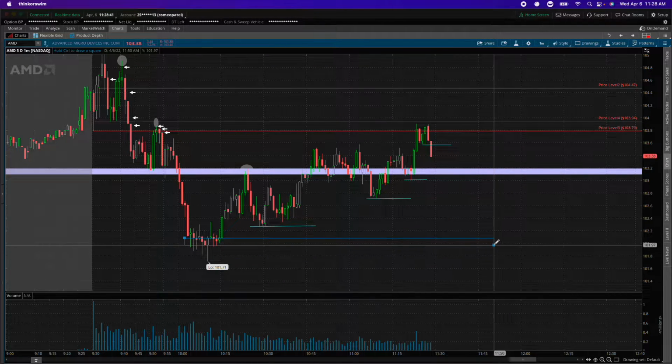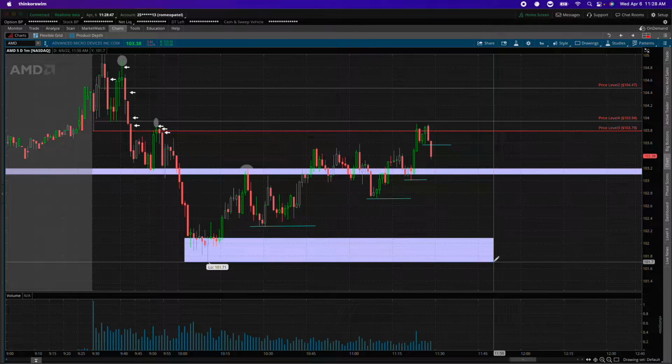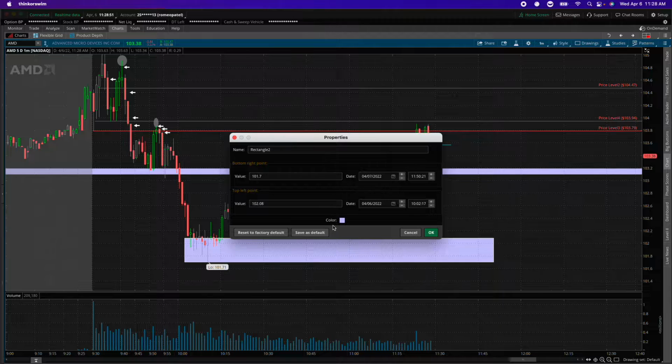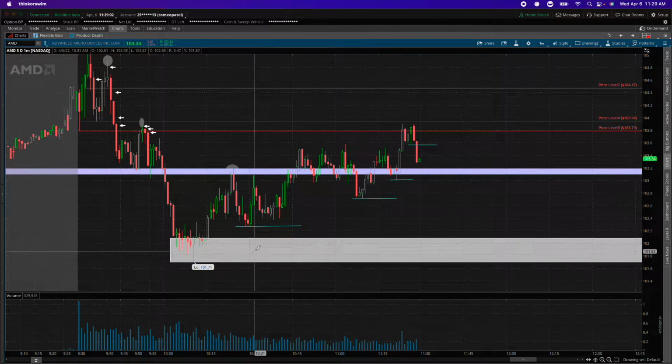I don't like doing the wicks because the wicks basically come out and then come back in. But just because of training purposes, we'll go ahead and make this demand zone a little bit longer for you guys. And then I like to color code it so that way I know what it is, right? So this is my demand zone at this level.